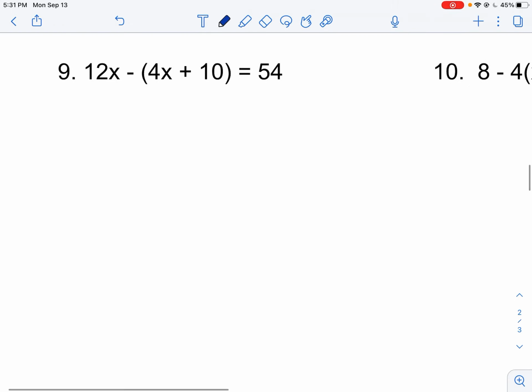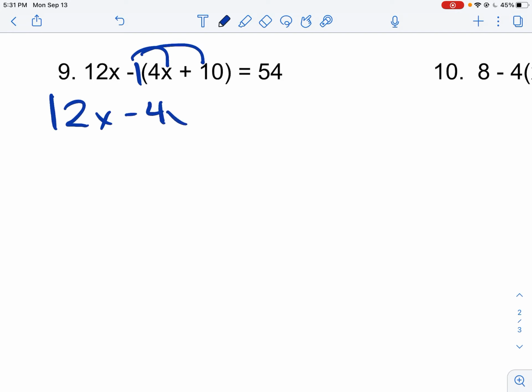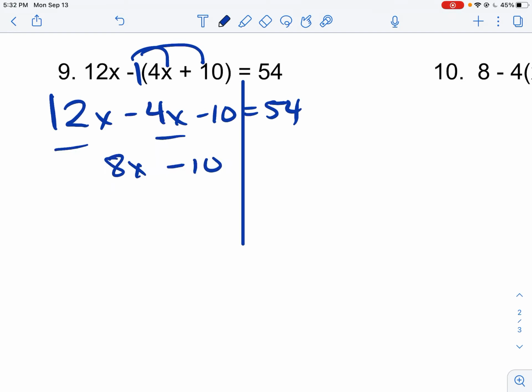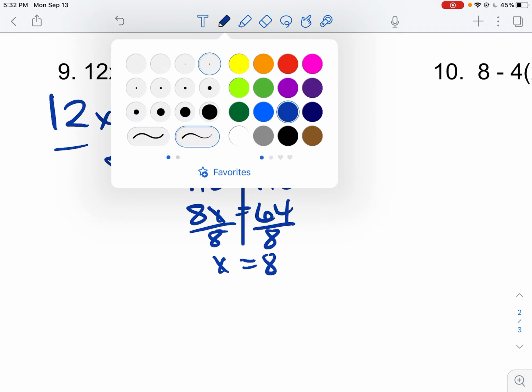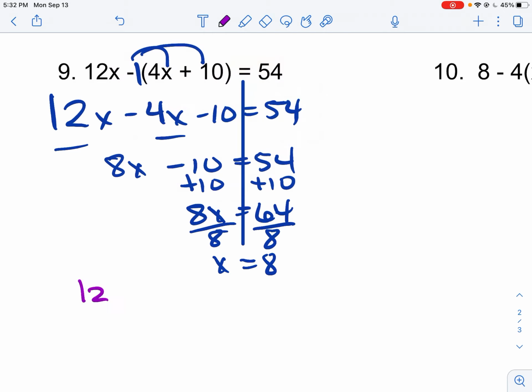Okay. So now, remember that this is an invisible 1. So I write down the 12x, the negative gets multiplied through. So I combine like terms, and I get 8x minus 10 equals 54. I add 10 to both sides. I get 8x equals 64. I divide by 8 and I get x equals 8.